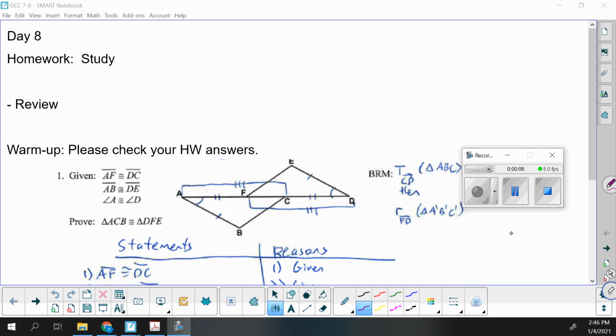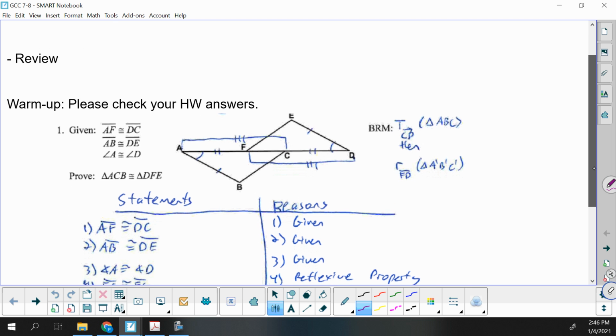All right, welcome to day 8, our review day for this unit. We're going to go over the 3 homework problems. There's no warm-up. And then we're going to do 3 of the review problems, leaving the rest of the problems for you to do on your own, and then check the worked out answers on Schoology.